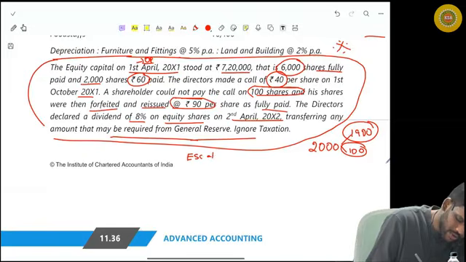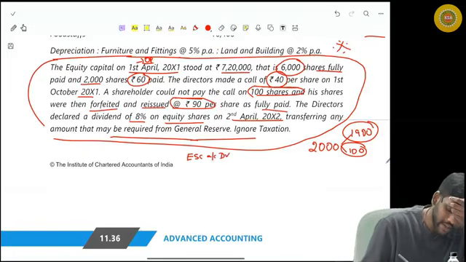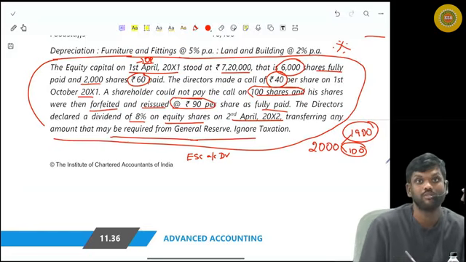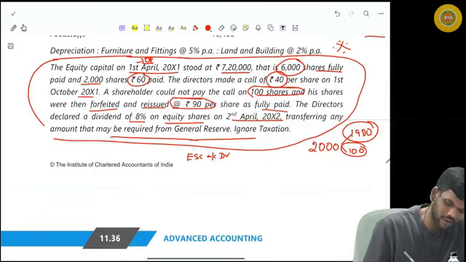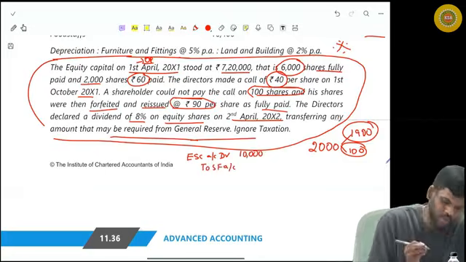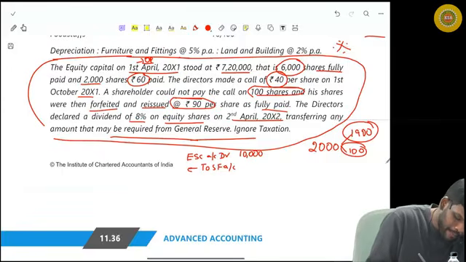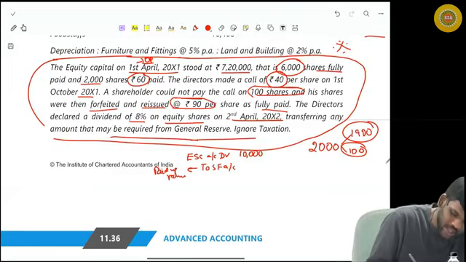Equity share capital account. This equity share capital account will be debited with called up value. We have called totally 60 plus 40, 100 rupees for these 100 shares. So equity share capital account debit 100 into 100, 10,000. To share forfeited account. In the share forfeited account, paid up value should be there, which is 60. So 100 into 60, 6,000.